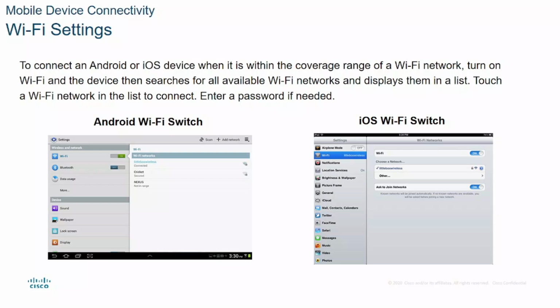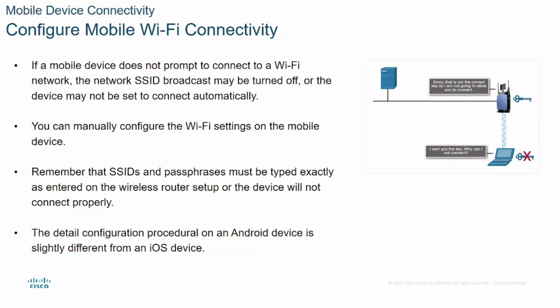So touch the Wi-Fi network in the list to connect, enter the password needed, and voila, you'll be connected to the network. So if a mobile device does not prompt to connect to the Wi-Fi network, the network SSID broadcast may be turned off, or a device may not be set to connect automatically.